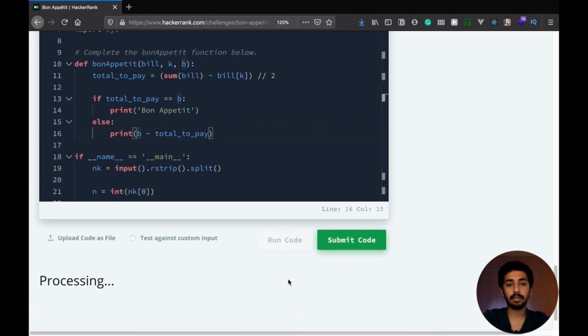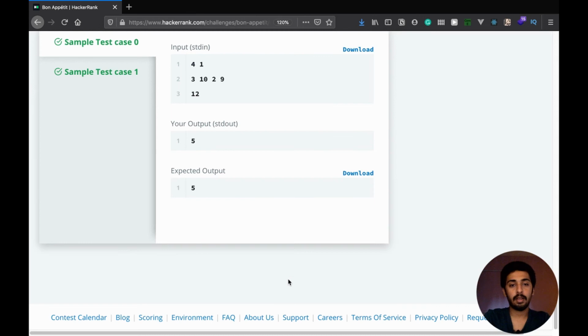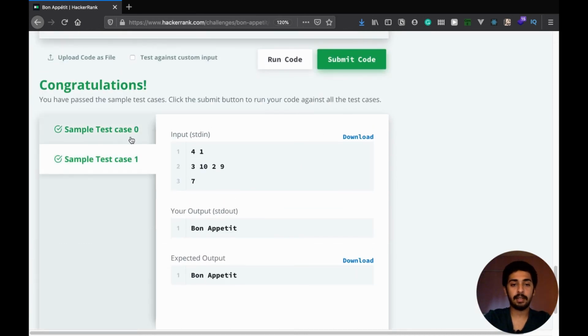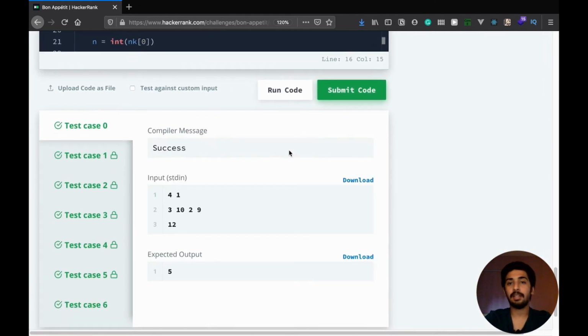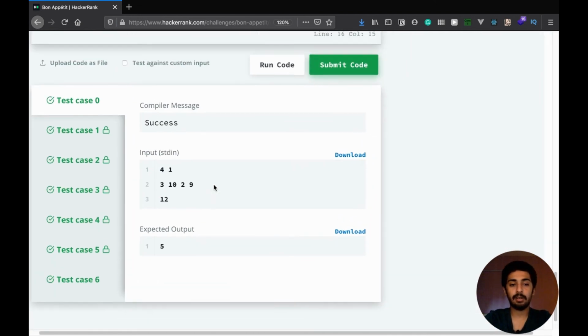So let's try running this code, and as we expected, we get the right answer, and then we'll submit it to test it out. I hope you guys understood this question, and as you can see, all our test cases pass.